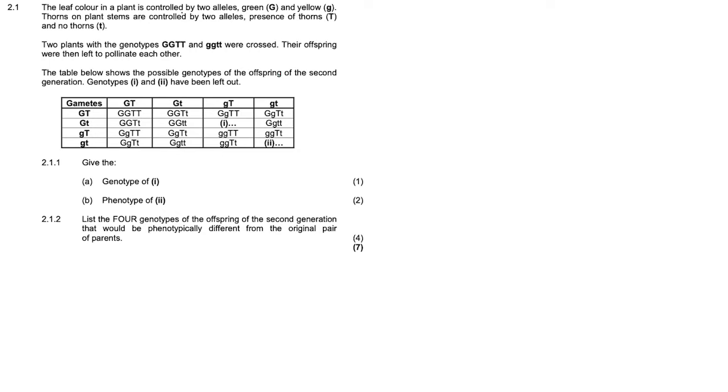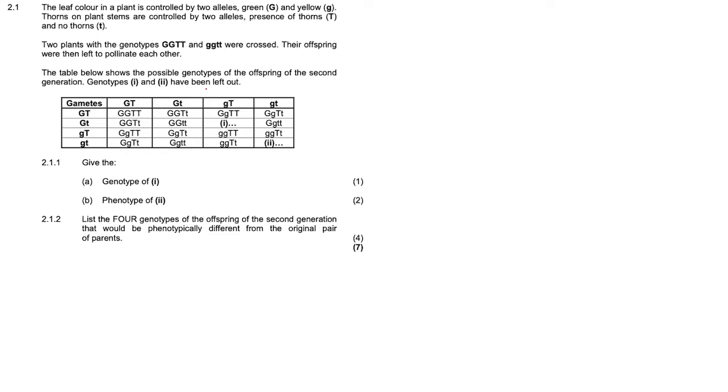The leaf color in a plant is controlled by two alleles, green being capital G and yellow being small g. Thorns on plant stems are controlled by two alleles, the presence of thorns being capital T and no thorns being small t. Two plants with genotype capital G, small g... capital T, small t... were crossed. Their offspring were then left to pollinate each other.